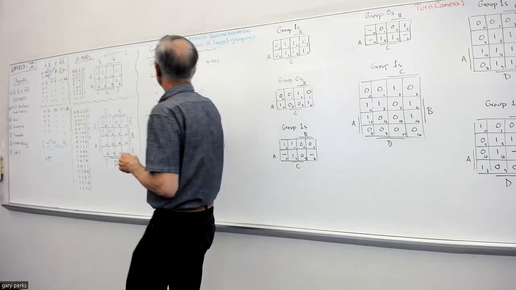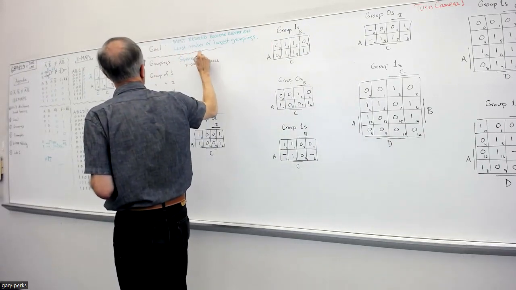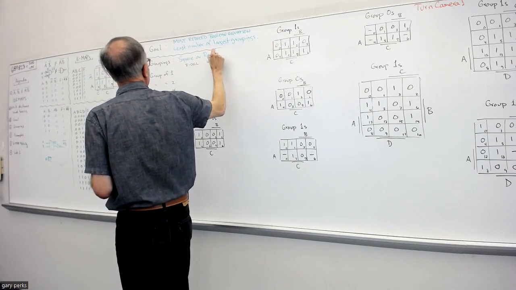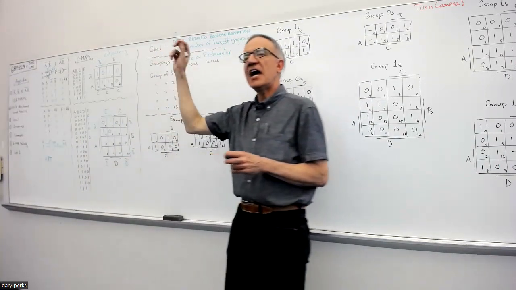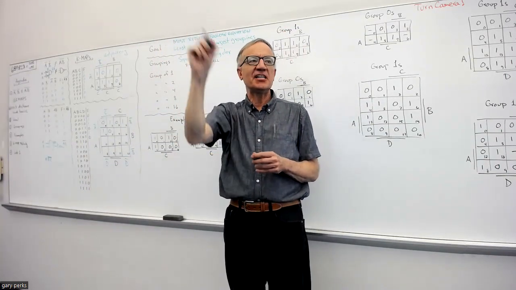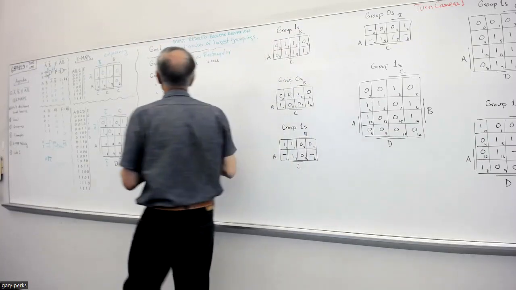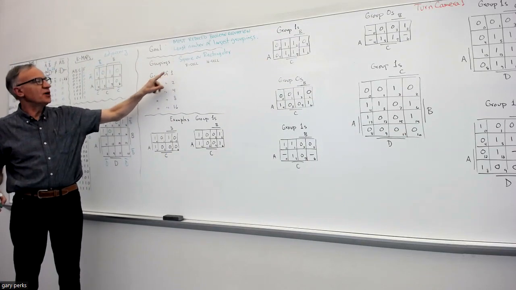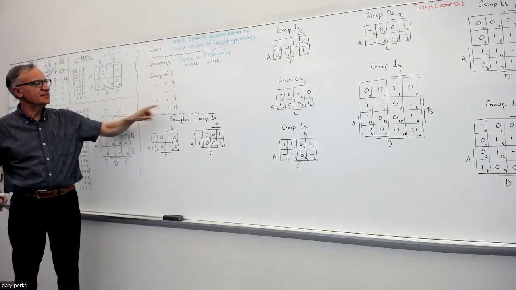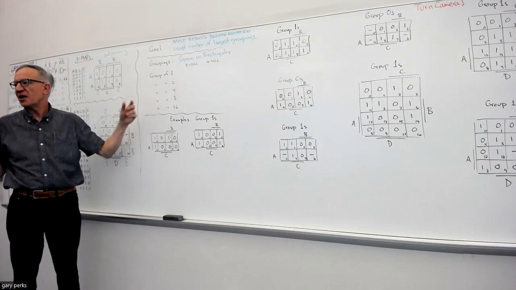Now the groupings can only be square or rectangular. You can't have diagonal groupings and you can't have irregular shape groupings. They either have to be squares or rectangles. Also, the groupings can only be groupings of 1, 2, 4, 8, 16. You can't have groupings of 3 or groupings of 6. They've got to be whole number powers of 2.